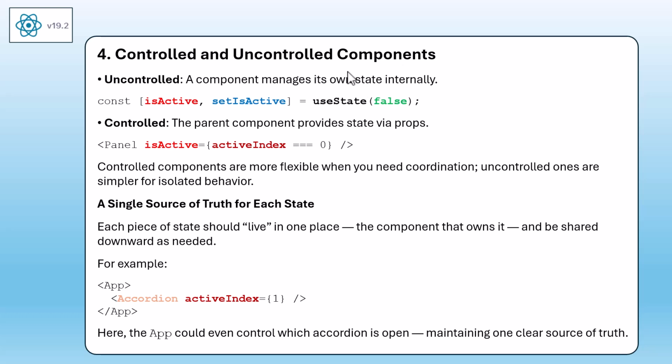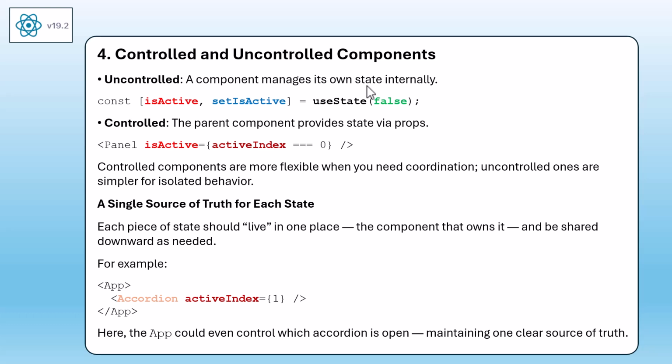Uncontrolled components are generally easier to set up since they manage their own state internally. However, they're less flexible when you want multiple components to work together. Controlled components, on the other hand, offer much more flexibility, but they require the parent component to provide all the necessary data and event handlers. In real-world applications, most components are a mix of both controlled and uncontrolled behavior. As a developer, you'll decide which information should be handled locally and which should be controlled from above. And don't worry, this is something you can always refactor later as your app evolves.